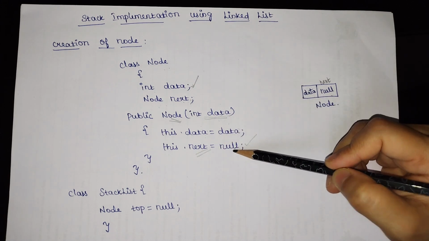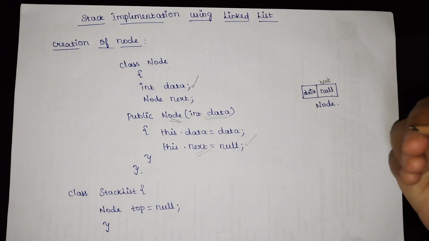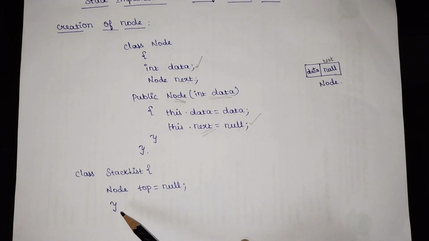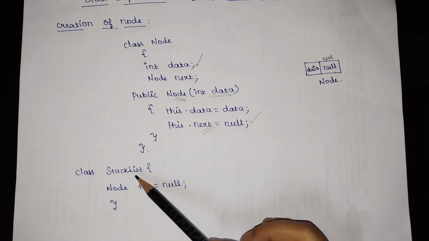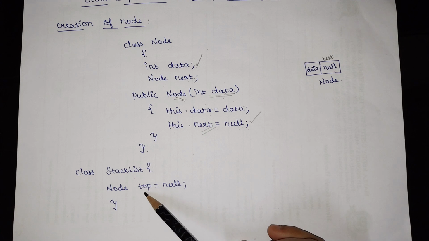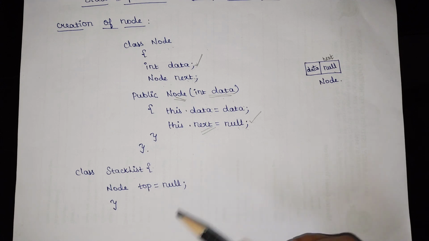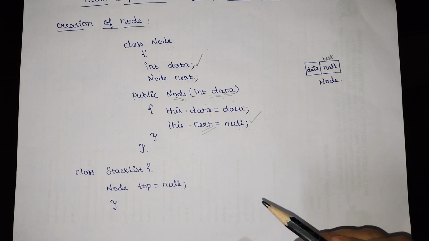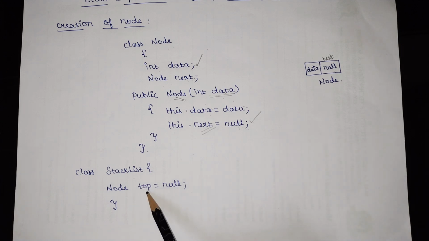After creating the node, we can perform the other operations like insertion. You can see here I have created one more class called StackList, where I assign the top value as null. If we go for an array, we assign the top value as -1, because there it is an integer type value. But here top is nothing but a node. I'm creating a new node called top, and initially top is null, which means your stack is empty.